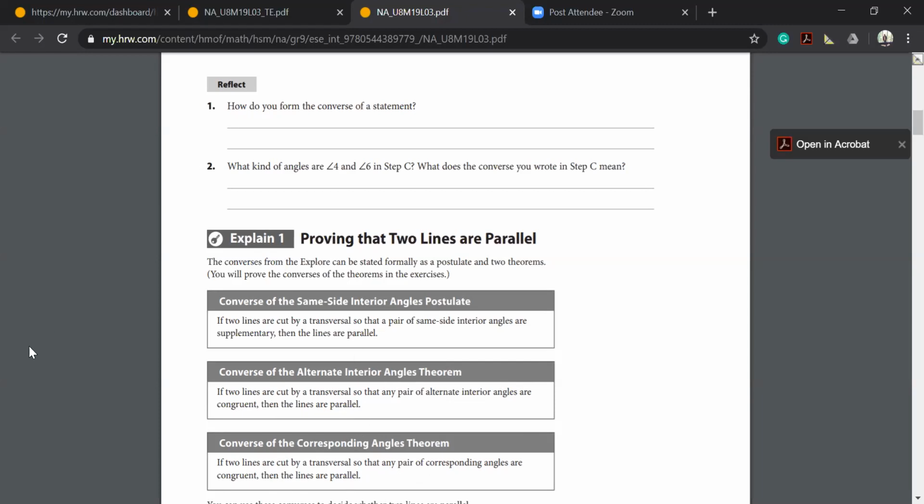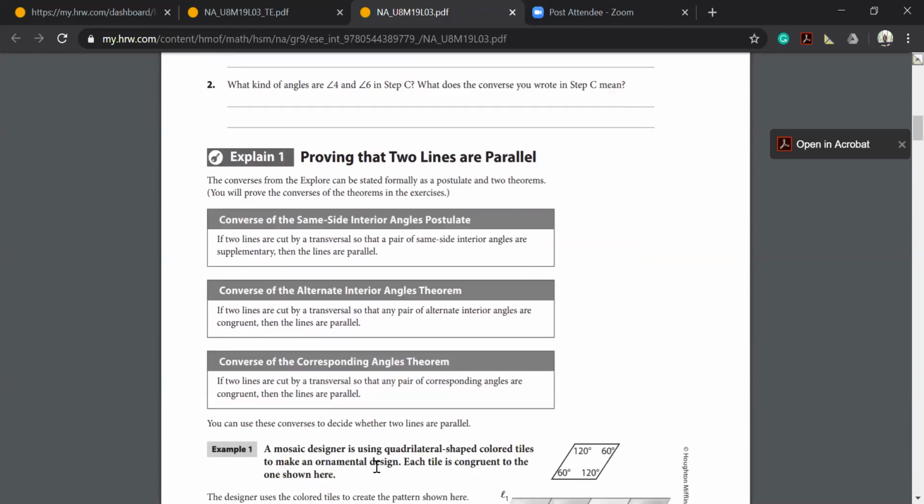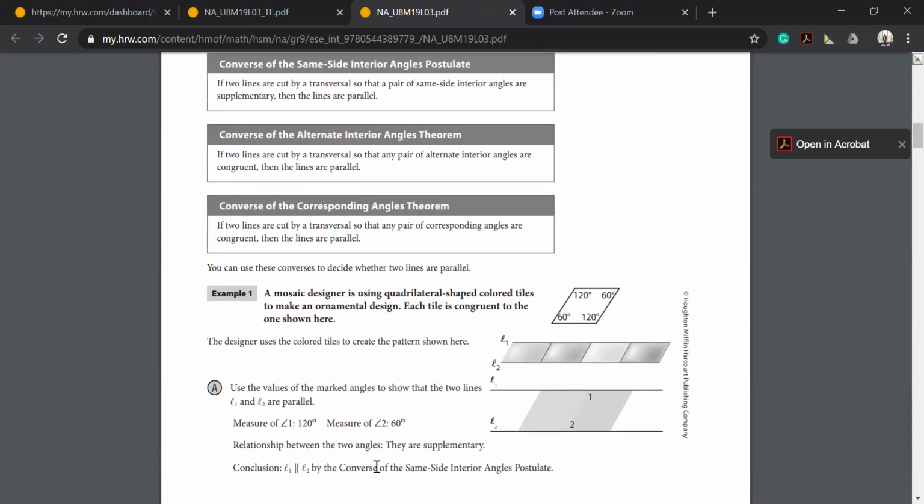Before, in the previous lesson, we took the theorem as it is: if the lines are parallel, then the pairs of corresponding angles are equal. Today, you are doing a swap. Okay, let's do exercise 1.